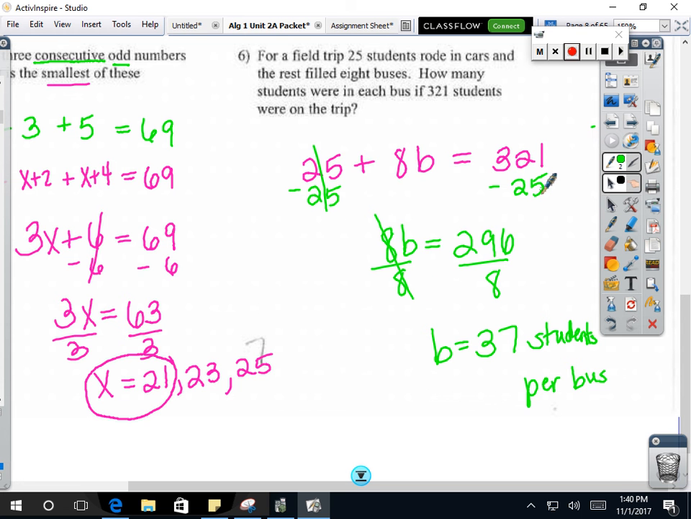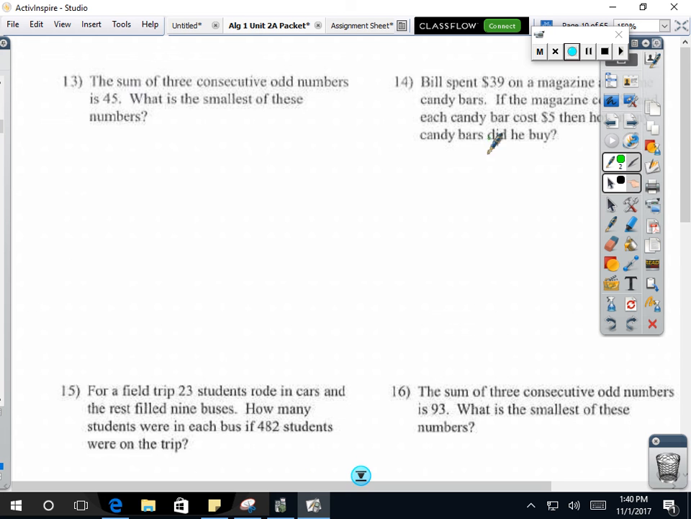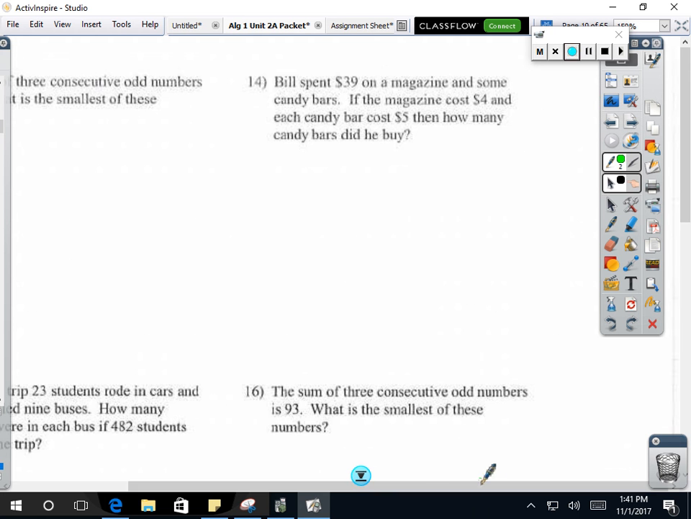Okay, now I want you to skip page 8 and go to page 9. And we're going to do question 14 together. This is the last one I'm doing with you. Okay, Bill spent $39 on a magazine and some candy bars. If the magazine costs $4 and each candy bar costs $5, then how many candy bars did he buy? Okay, well, what does our equation total up to?